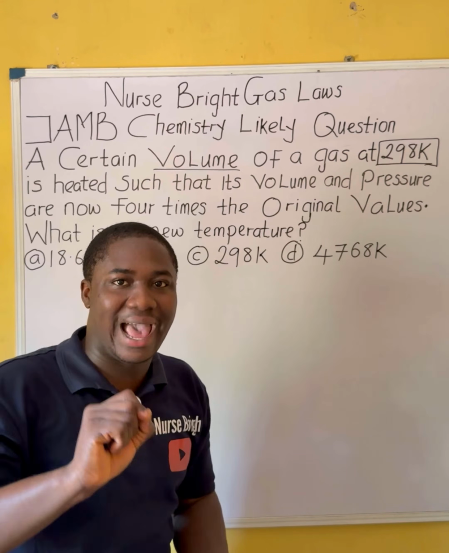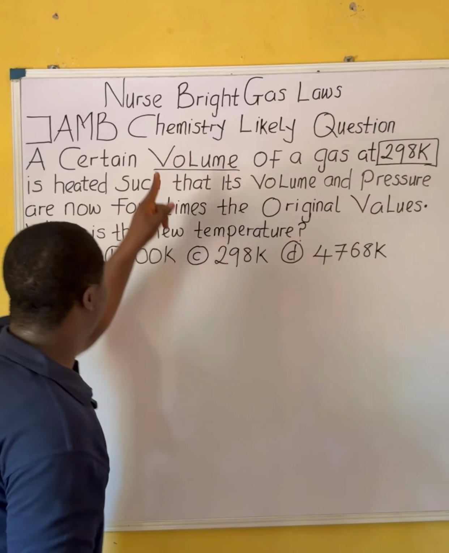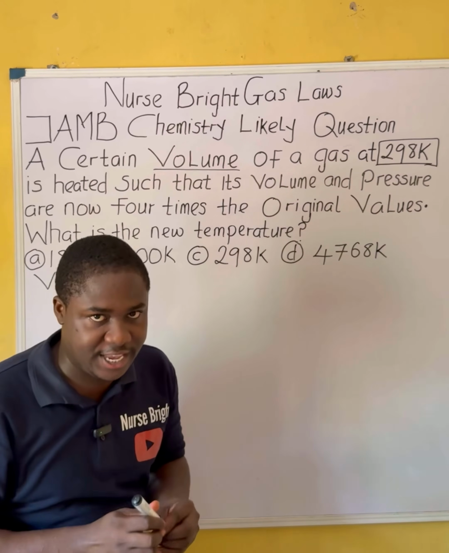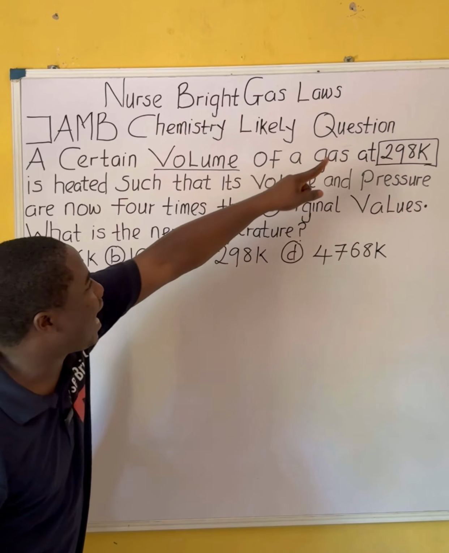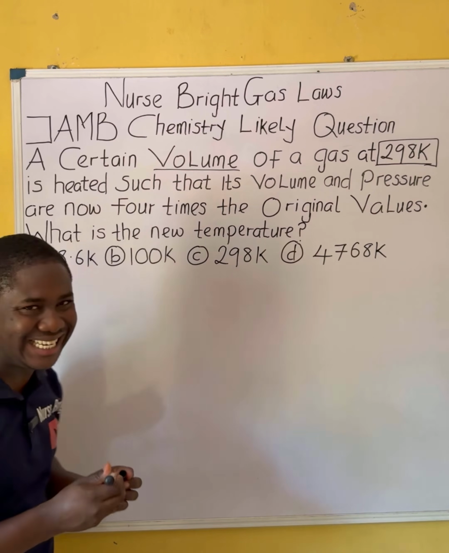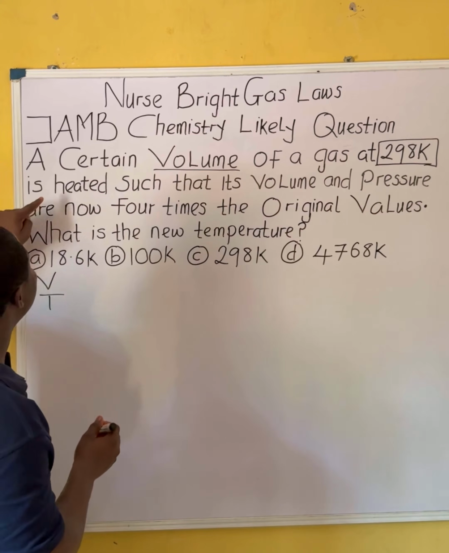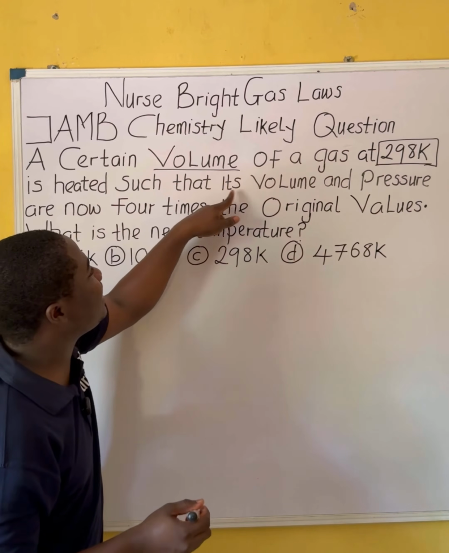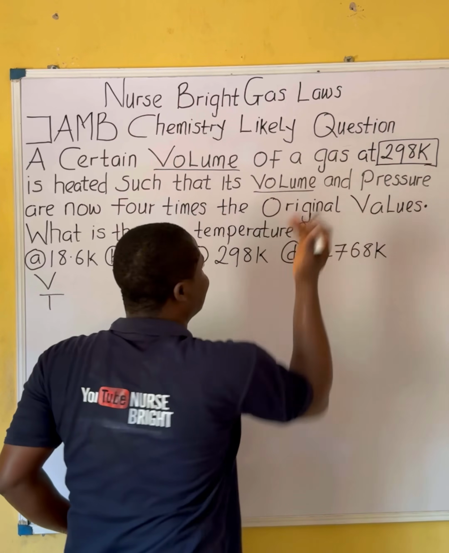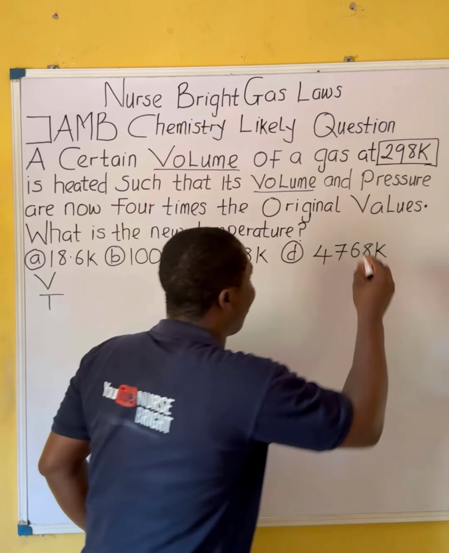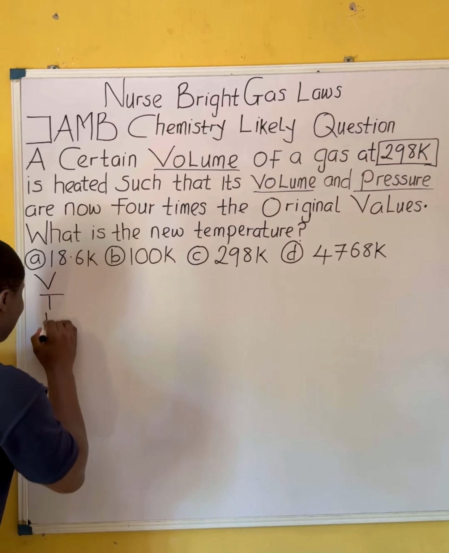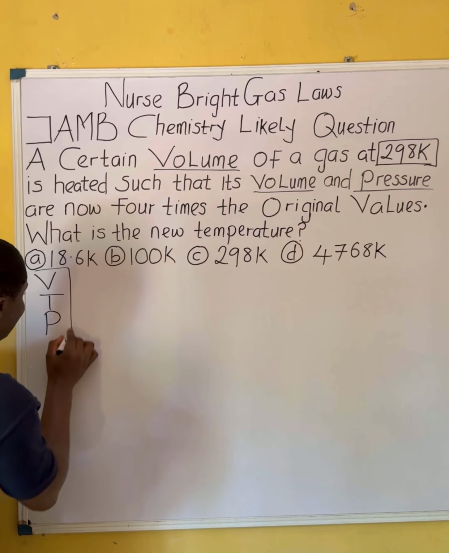As said earlier, I have seen two important parameters in this question. First, I saw volume, which is symbolized as V. Please pay attention. Of a gas at that temperature. So I saw temperature, which is symbolized as T. Please listen. It is heated such that its volume and pressure. I've seen volume already. All right, that's the volume. And pressure. I saw pressure in this question. So guys, listen, its volume and pressure. So these are the three.